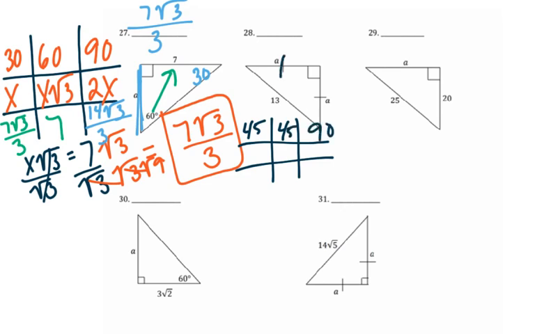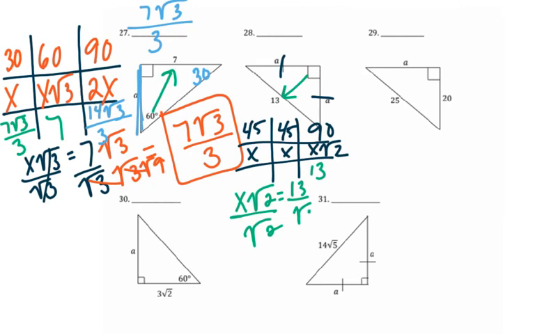Okay, this is a 45, 45, 90, because it has two sides of the same, which means the two angles also have to be the same. The side across the 90 is the number 13. Get x by itself. Get rid of the root 2. That leaves me with 13 root 2 over 2.